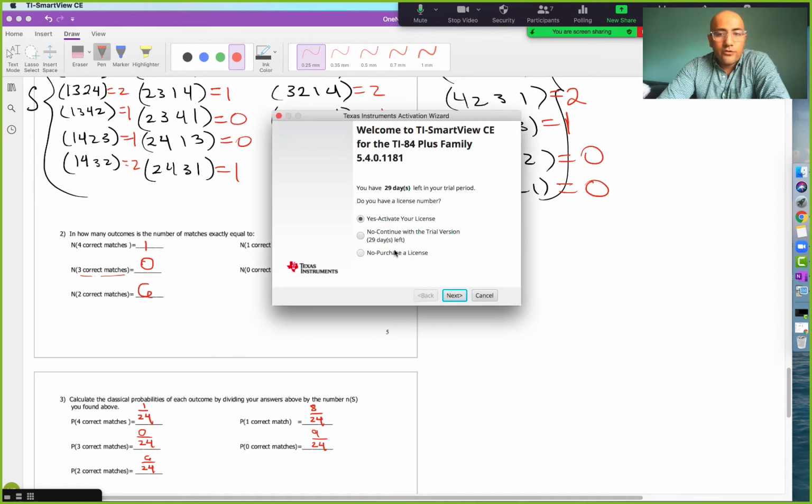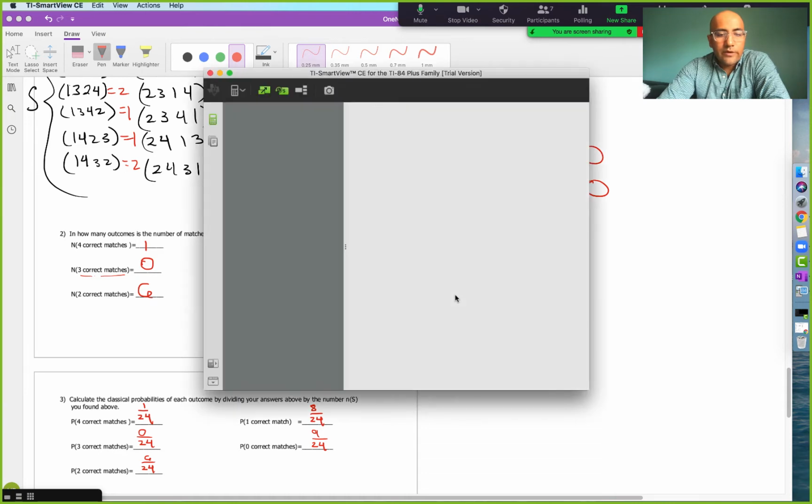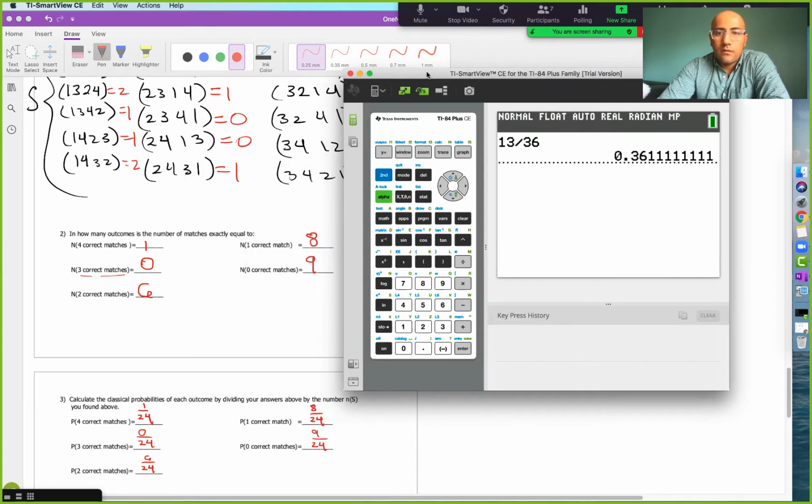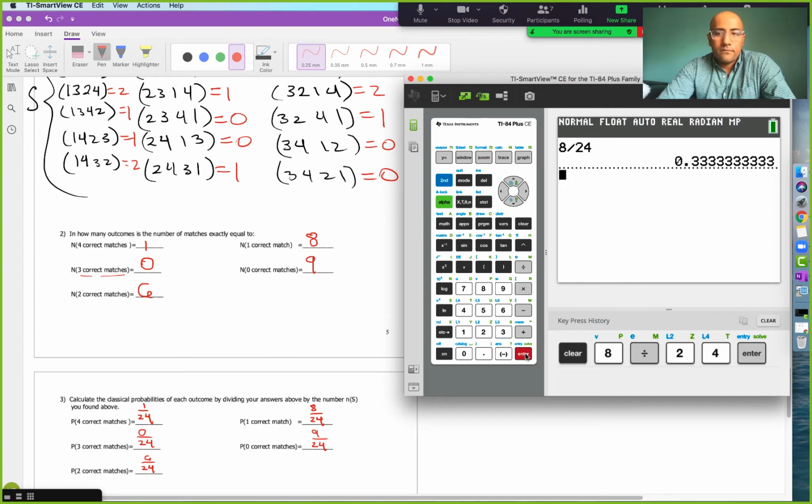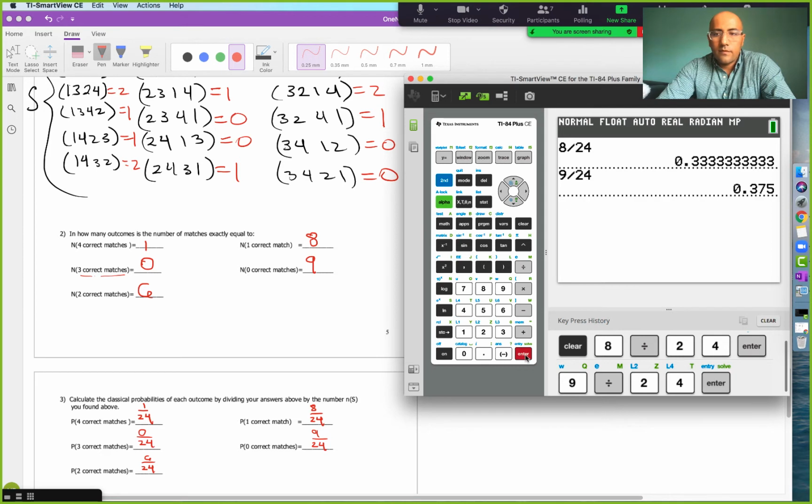6 out of 24 should be easy. That reduces down to 1/4, so that's 0.25. 8 out of 24 should also be easy. That's 1/3, which should be 0.33. So let's see, 8 divided by 24, and then 9 divided by 24, and then 1 divided by 24, and 6 divided by 24.